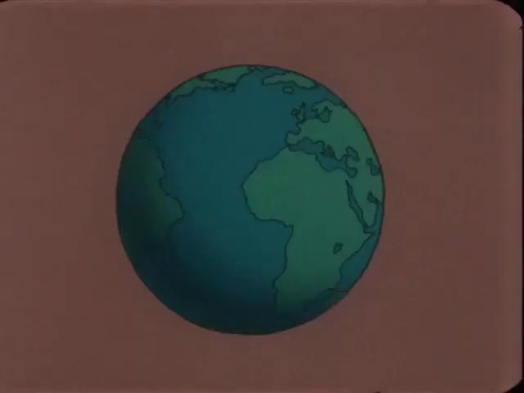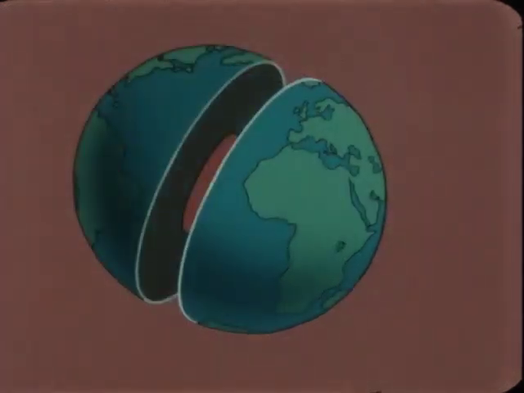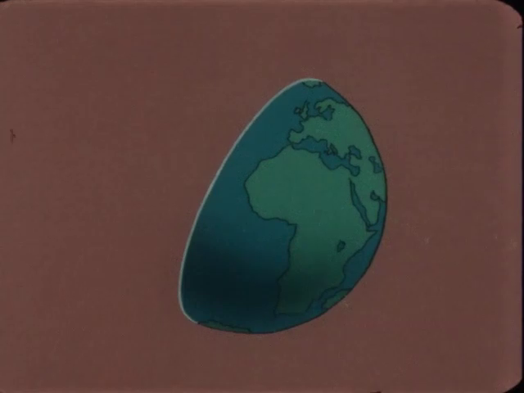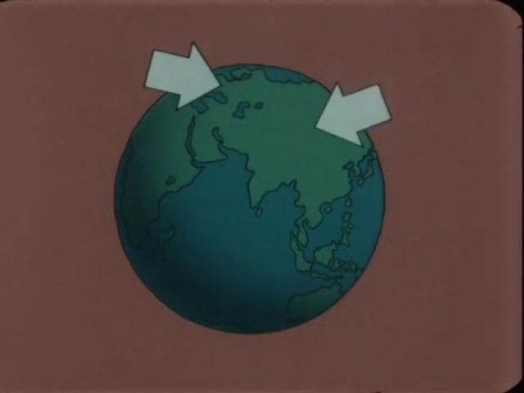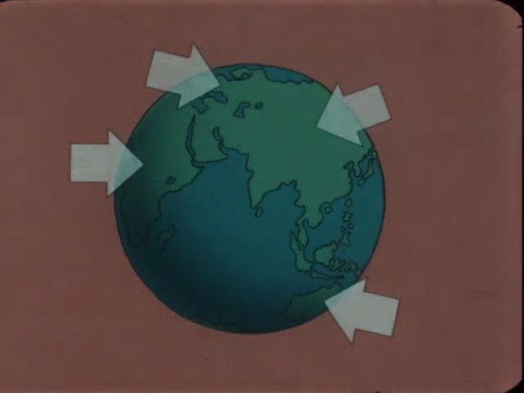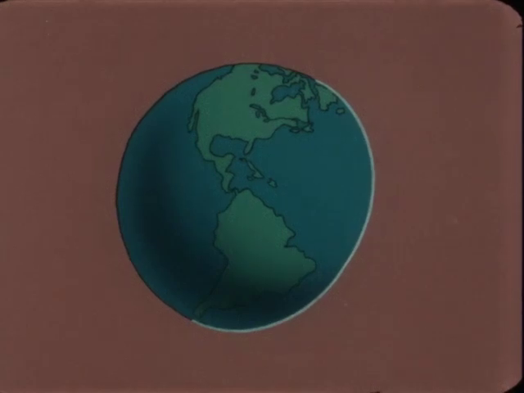You could also think of the Earth as divided in half through the poles, this way, into two different hemispheres. This half is the Eastern Hemisphere. It includes most of the land on Earth. You can say that Europe, Asia, Africa, and Australia are in the Eastern Hemisphere. And you can say that these two continents, North America and South America, are in the Western Hemisphere.